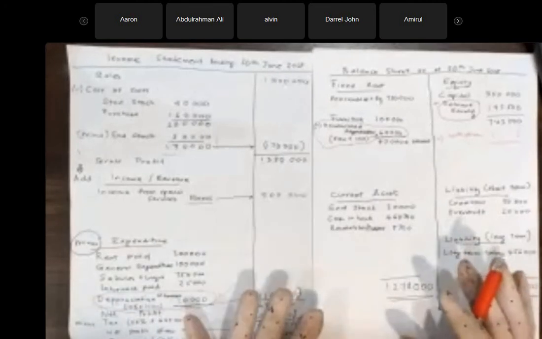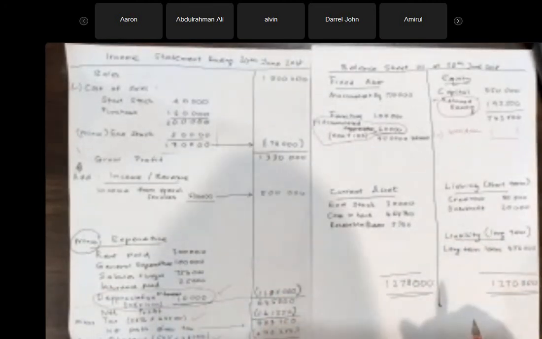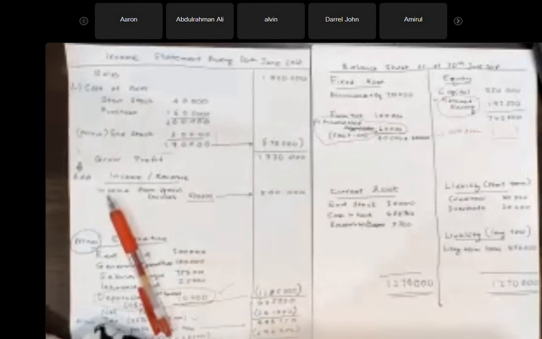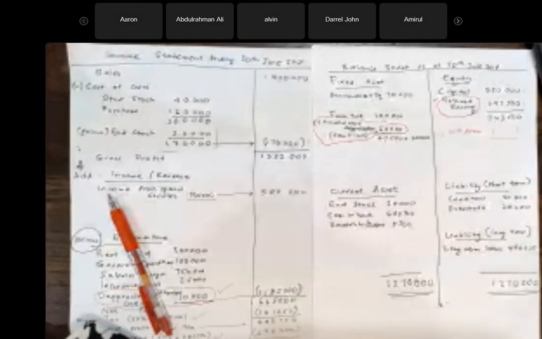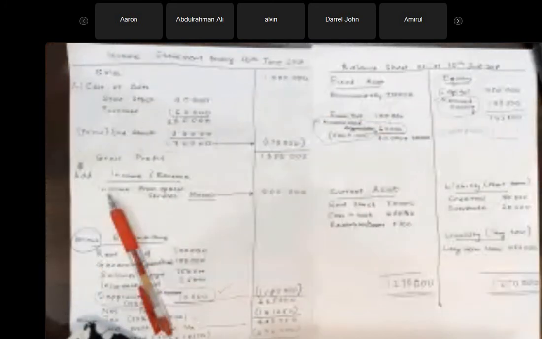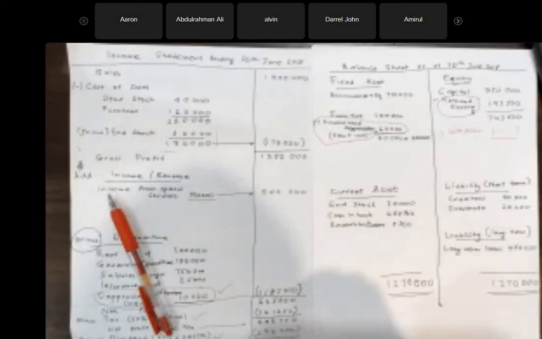Tak ada soalan? Okay, if there is no question, I will give you in the WhatsApp the question. Okay, look at the question, exercise for financial accounting tu. Not the basic punya, yang advanced tu. Yang basic tu we have done before.